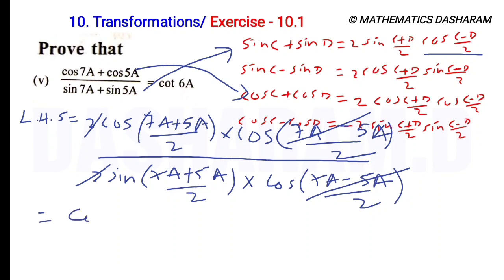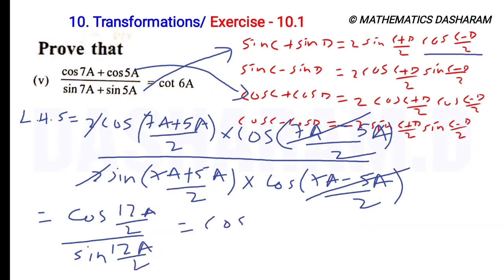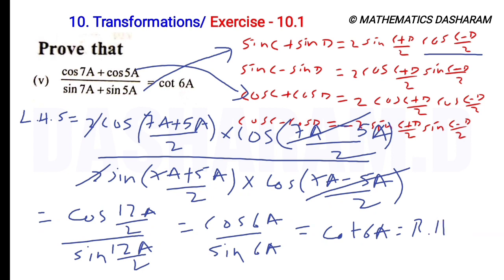So it is equals to cos((7A + 5A)/2), that is 12A divided by 2, divided by the same denominator, sin(12A/2). So cos(12A/2) is cos 6A and sin(12A/2) is sin 6A. Cos by sin equals cot 6A. It is RHS. So hence proved.